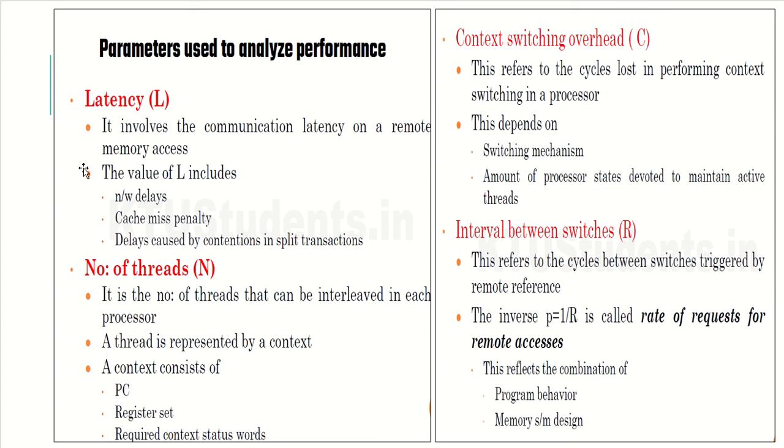When you talk about R as the interval between the switches, 1/R can be taken as the rate of request for remote access. This will reflect a combination of how the program is made, the behavior of the program, and how the memory system has been designed. All these have a role in deciding the interval between the switches. So all these are the parameters that you can use to analyze the performance of a multiple context processor.